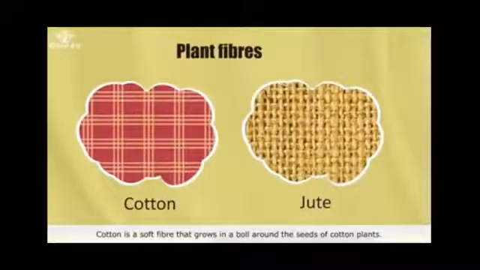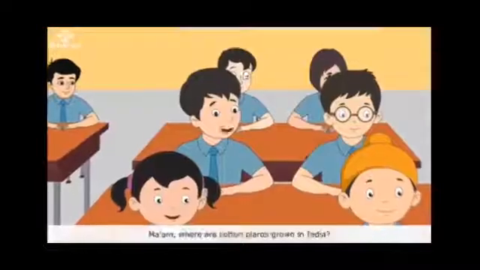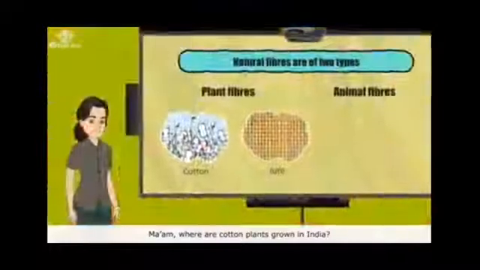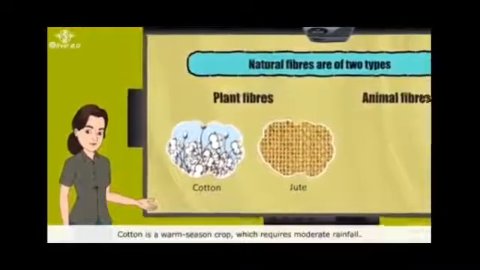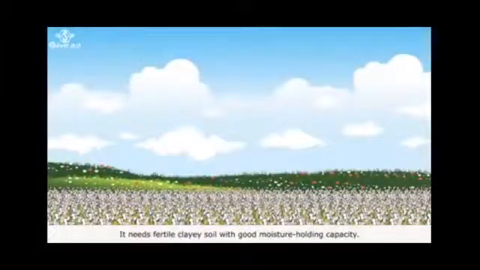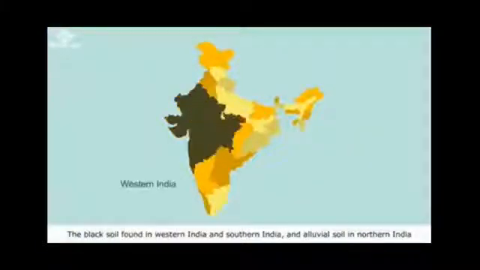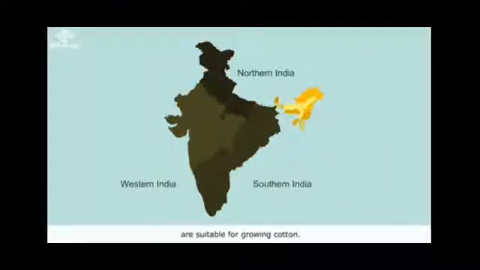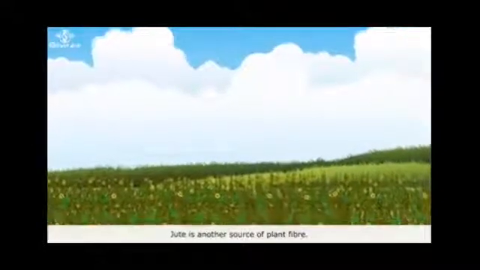Cotton is a soft fiber that grows in a ball around the seeds of cotton plants. Ma'am, where are cotton plants grown in India? Cotton is a warm season crop which requires moderate rainfall. It needs fertile, clayey soil with good moisture holding capacity. The black soil found in western and southern India and alluvial soil in northern India are suitable for growing cotton. Jute is another source of plant fiber.